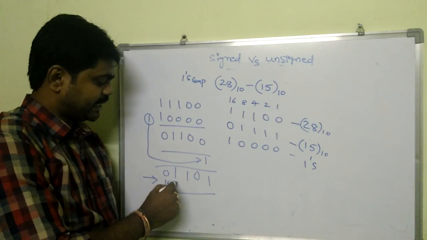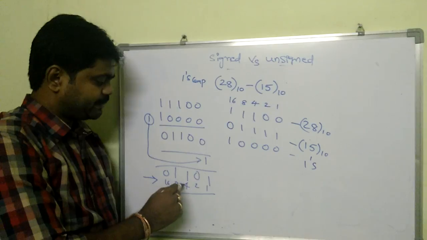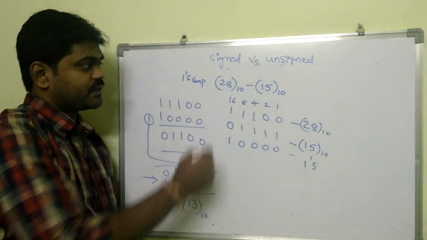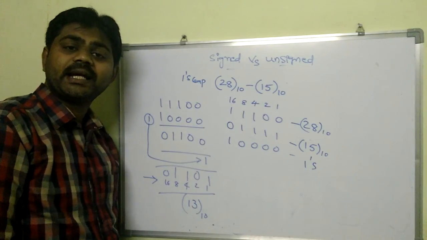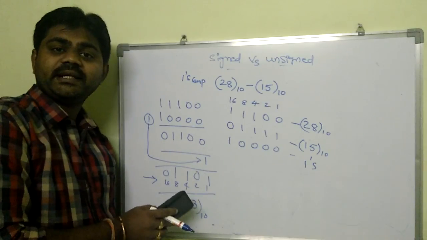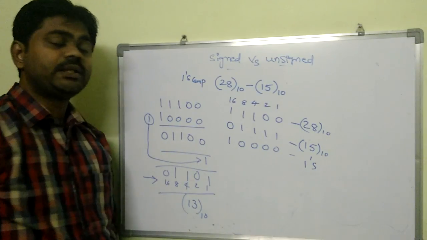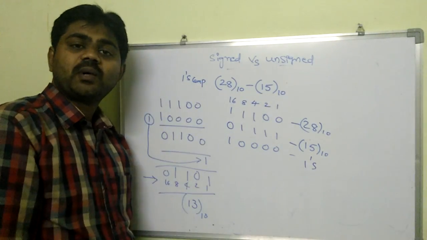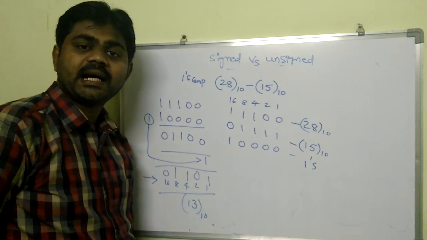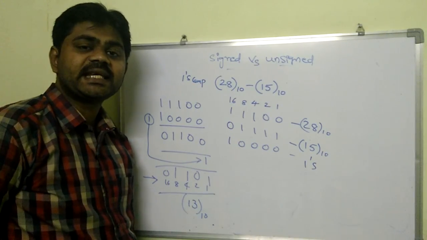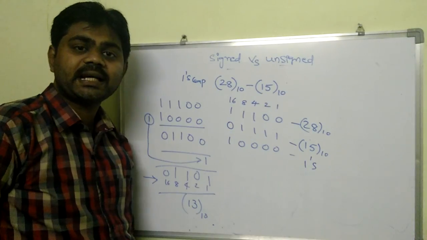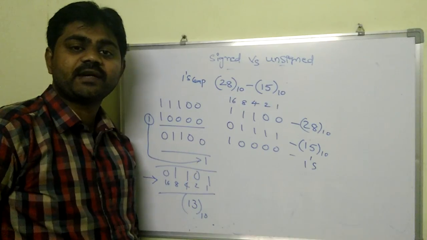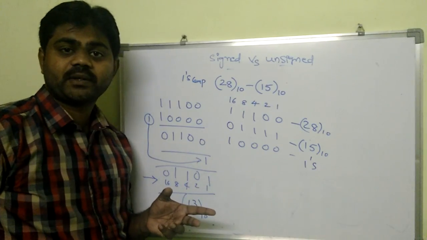So if you take 16, 8, 4, 2, 1: 8 plus 4 is 12, 12 plus 1 is 13 to the base 10. So what we need to get? 28 minus 15, we should get 13. So whatever we did is correct. What you need to remember is, in 1's complement representation, first check what is the negative number, perform 1's complement for that, and add those two numbers. If any carry is generated, you can clearly come to a conclusion that it's a positive number, and that carry is to be added to the result. So you will get your final result. So this is the first case, right?